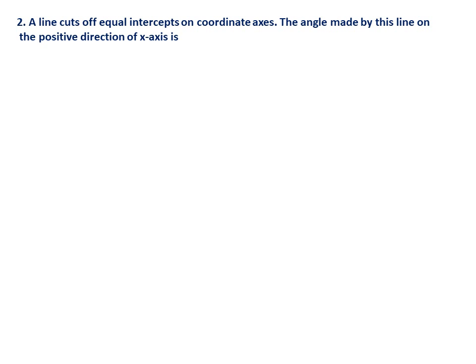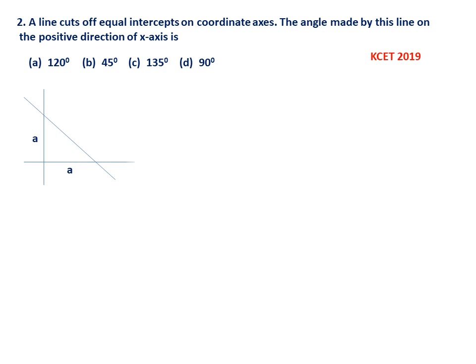Next question. The line cuts off equal intercept on the coordinate axis. The angle made by this line on the positive direction of x-axis is. So in such question, it is 2019 question. Of course, options are 120, 45 degree, 135 degree, 90 degree. The best thing is just have a rough diagram. What is the condition? Intercepts are equal. That means x-axis intercept is a, y-axis also intercept is a only.